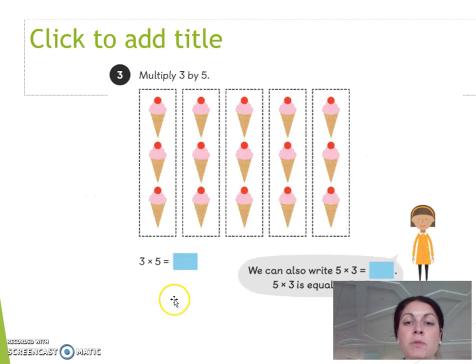Another one we would have is multiply 3 by 5. So we have, you can see there's 3 ice creams. So we could count in threes, 3, 6, 9, 12, 15. Or if the children do not know their 3 times tables, but they know their 5s, they can count in 5s going across. So 5, 10, 15. 3 multiplied by 5 is 15. 5 times 3 is 15, is the exact same.